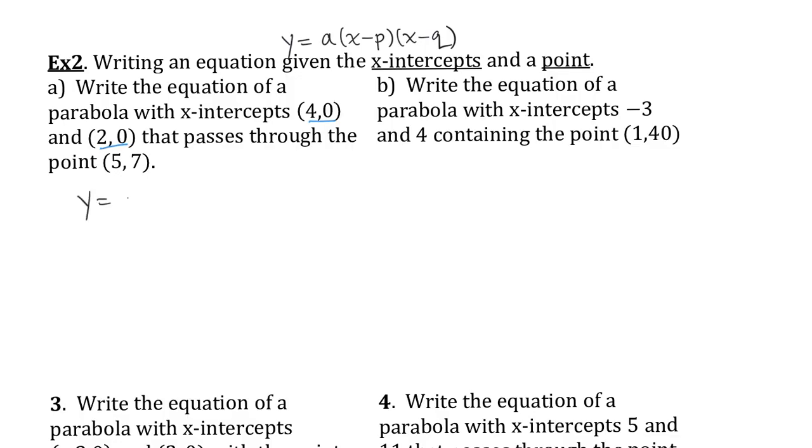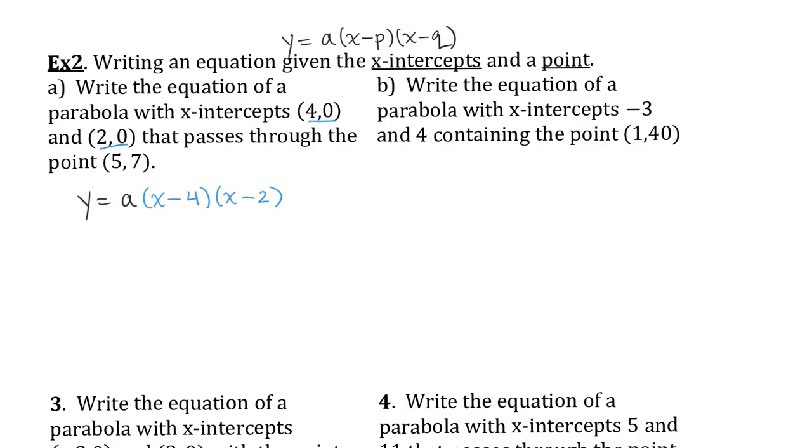Y equals a. Okay, if the x-intercept is 4, it must have been x minus 4, so that when I solve it, I get positive 4. Okay, if the intercept is 2, it would have been x minus 2, and then when I solve it, I get positive 2.